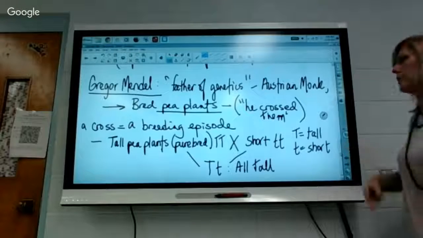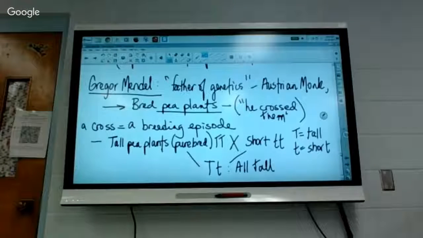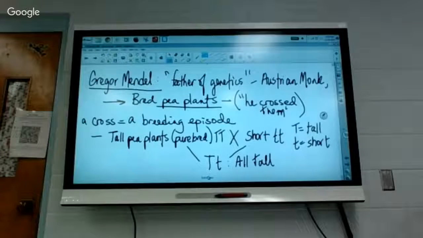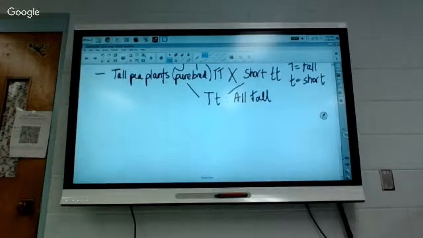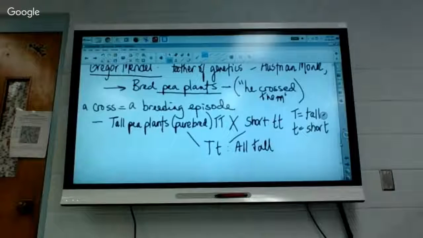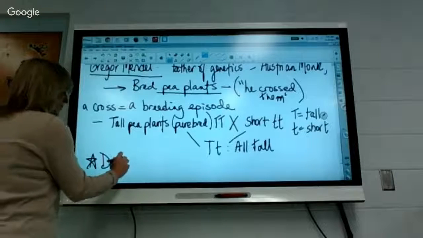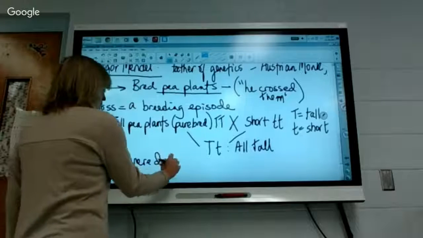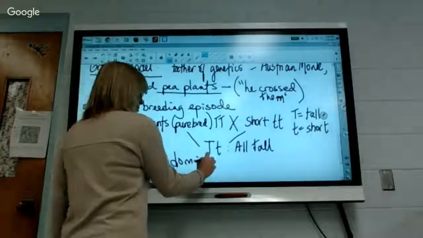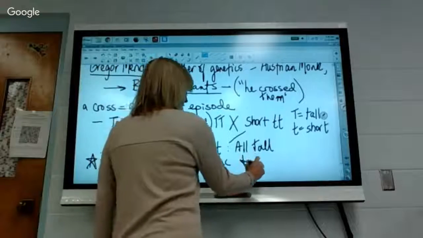And he did this more than just one time, and he did it with different traits. But he tried to only look at one trait at a time. And that's what we're going to do. We're going to look at monohybrid crosses, so that way we're not trying to confuse too many traits at one time. So he discovered dominance and recessiveness.